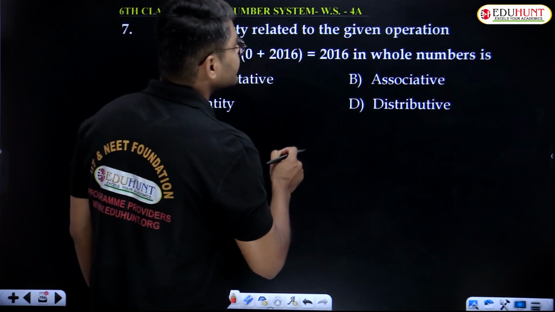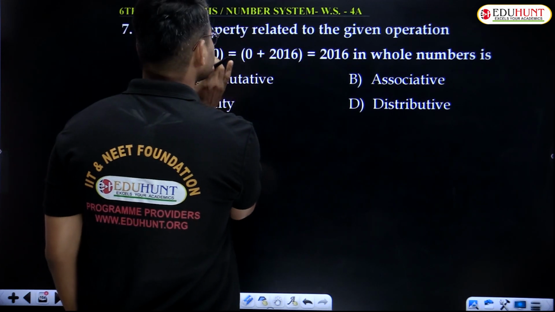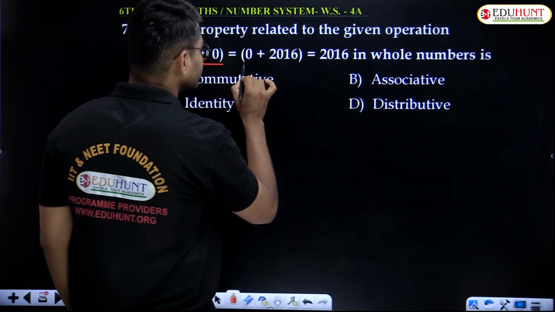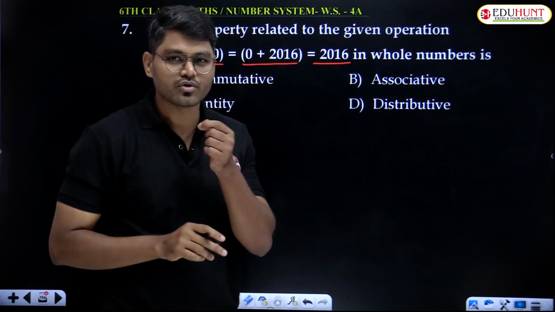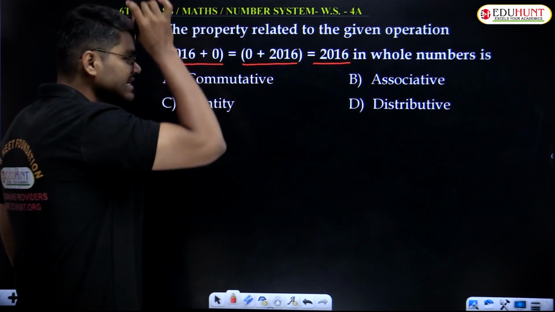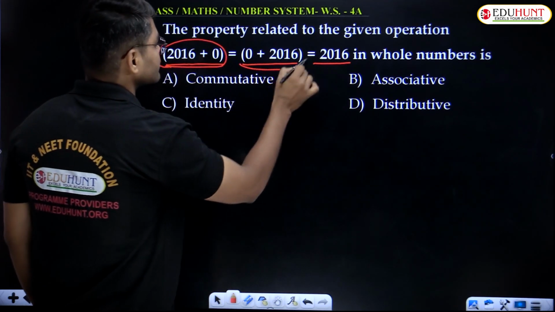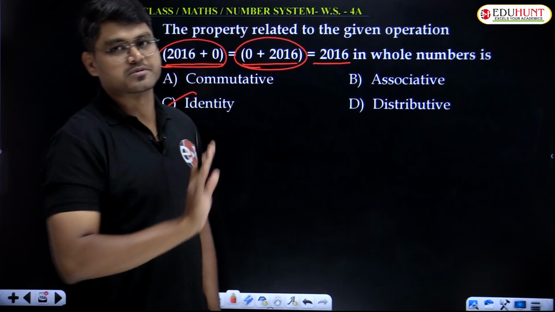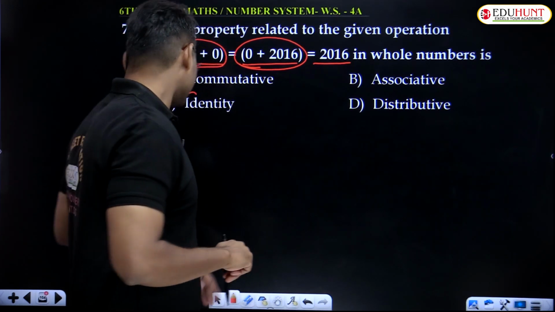The property related to the given operation. Okay. Which property did we use in this question? 2016 plus 0 is equal to 0 plus 2016 is equal to 2016. Whenever you see 0 and 1, that means that is identity only. So 0 plus 2016 is equal to 2016 plus 0, that is 2016, that is identity. No need to check any other option. If you see 0 and 1, that means identity only. Okay. Let's move on to the next one.